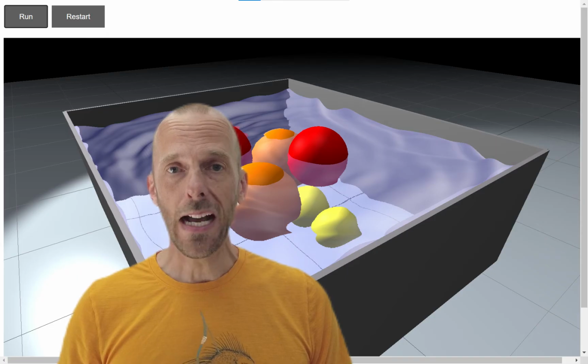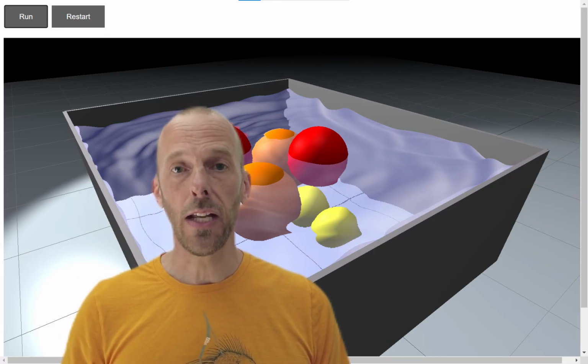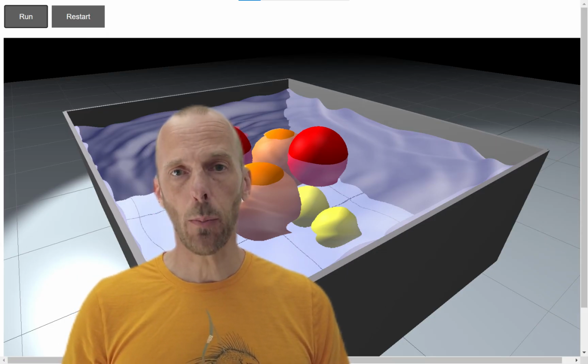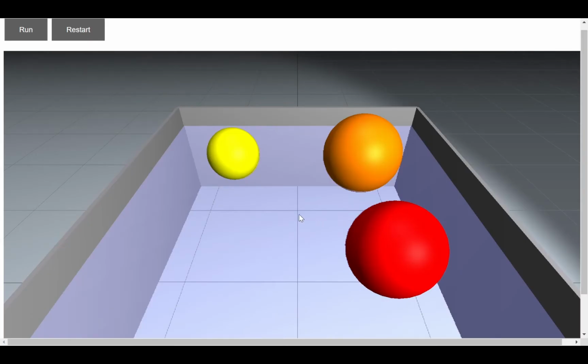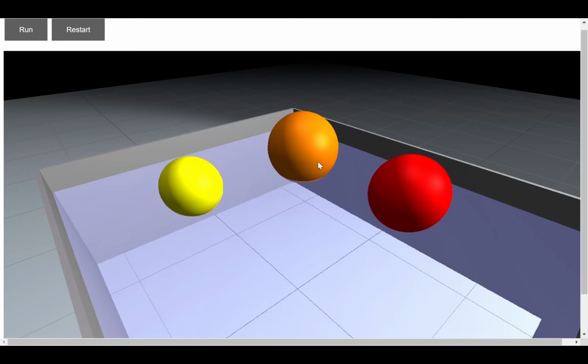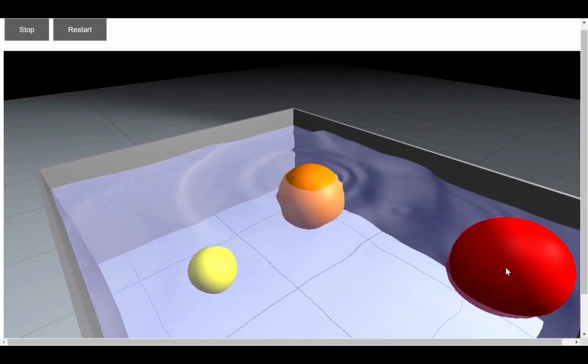Today I'm going to show you how to write a 3D water simulator and the interaction of water with objects in under 100 lines of code. Here is my water simulation. As you can see, we have a tank and 3 balls interacting with the water.